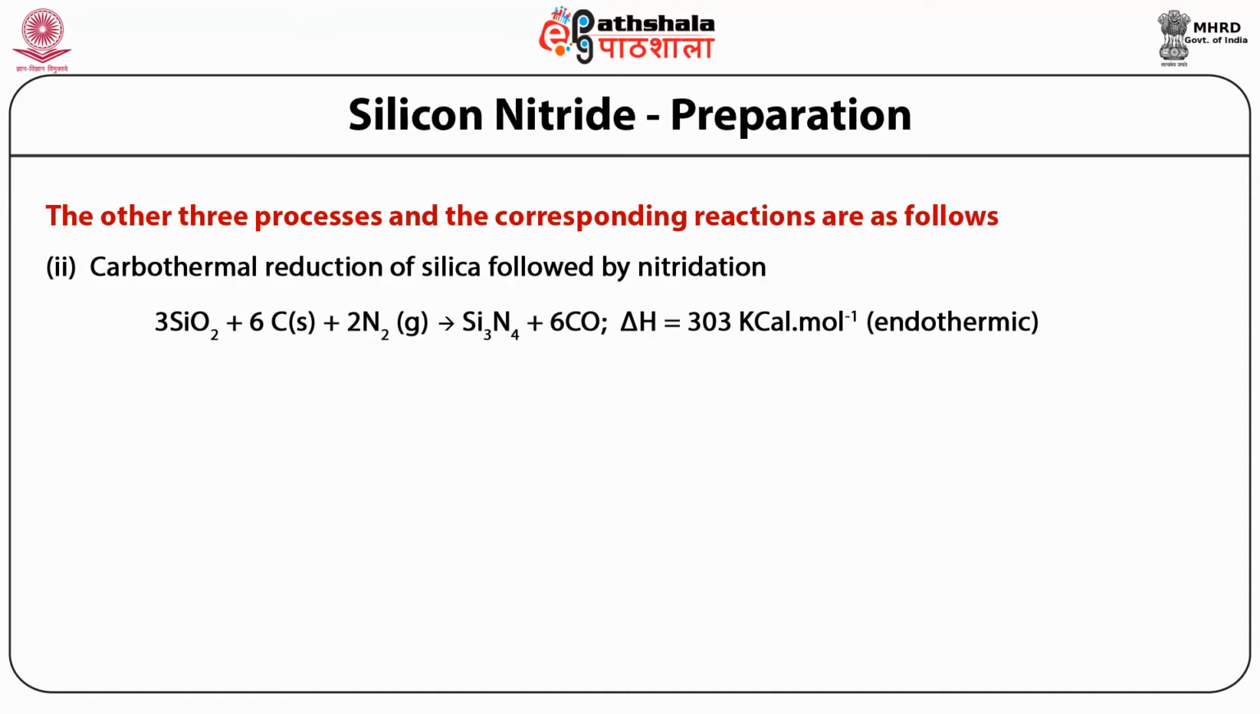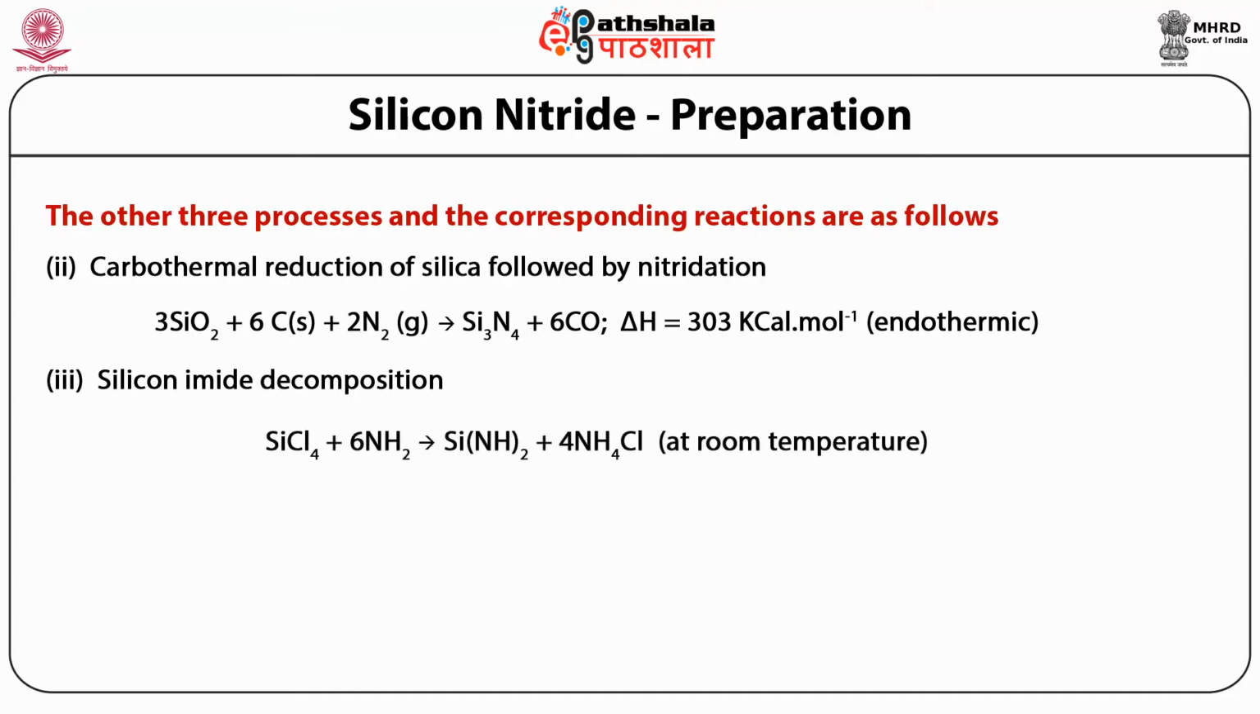The next is silicon imide decomposition. So in this, the reaction is SiCl4 + 6NH3 gives Si(NH)2 + 4NH4Cl at room temperature, and then 3Si(NH)2 gives Si3N4 + 2NH3 at 1200 to 1500 degrees Celsius.